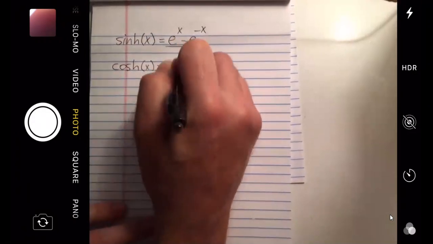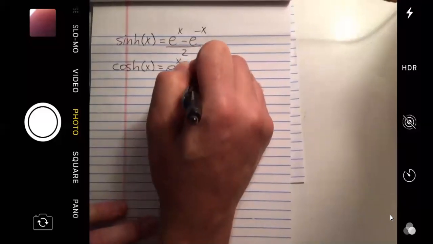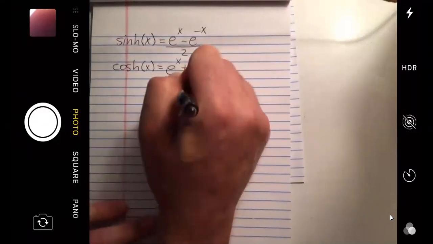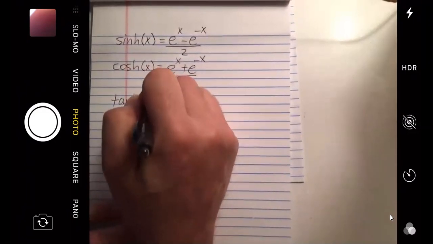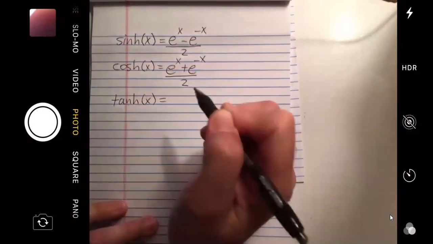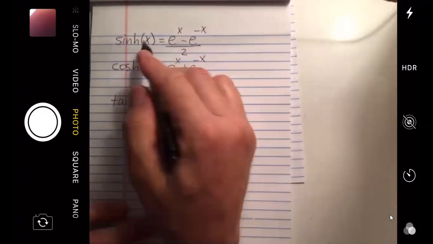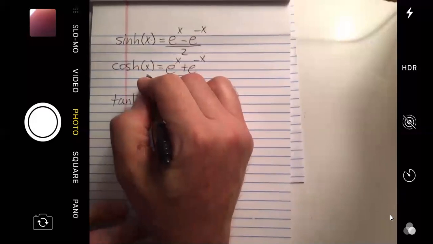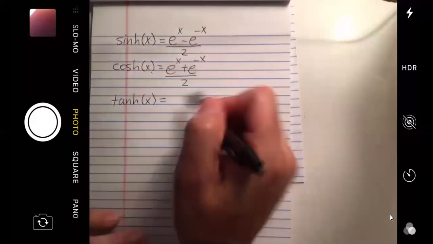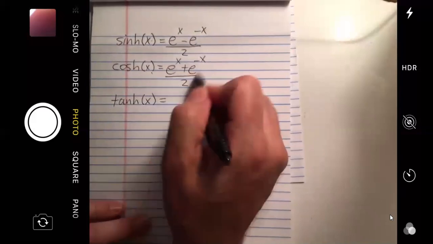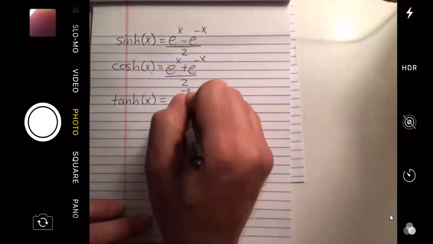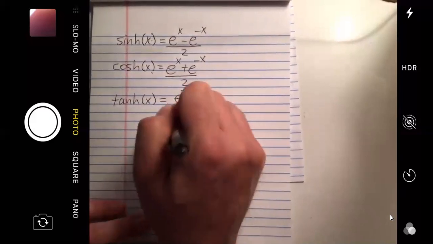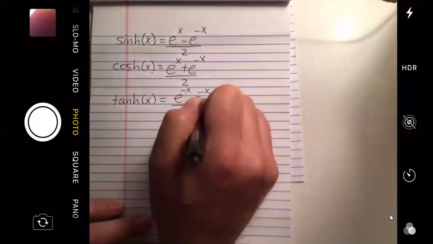Hyperbolic cosine is the full name, and that's when you add them, and it gives you that U-shaped curve. Then of course, they wanted something that corresponded to your tangent. So guess what they did? They went sine divided by cosine. Without writing it out, you flip this, the 2's cancel, and you wind up with e to the x minus e to the minus x divided by e to the x plus e to the minus x.